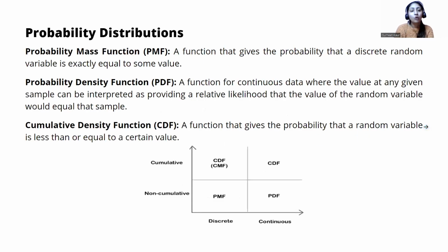Then we have probability distribution. So probability distribution is nothing but we have the probability mass function, the probability density function, and the cumulative distribution function. So first we need to understand what a random variable is. A random variable is a variable whose value is unknown to the function. For example, when we throw a dice, the variable value depends upon the outcome, right?